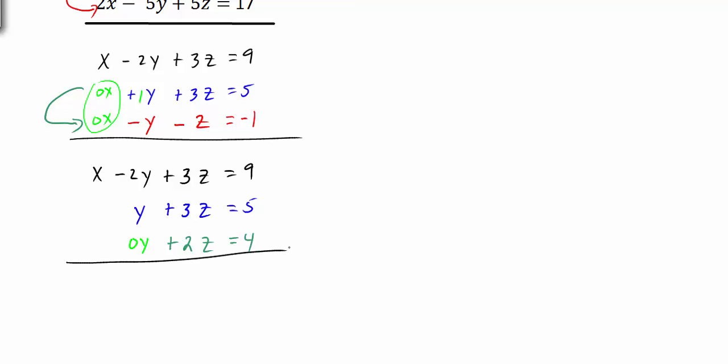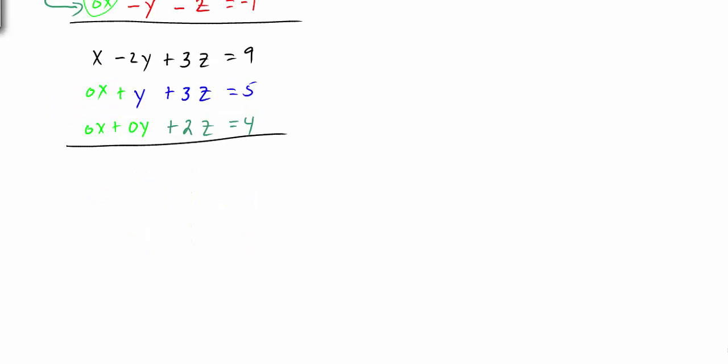So once again, if you kind of see the pattern here, we have all zeros here. There's nothing here for the 0x. And then we have a 0y. All right, so once again, we're going to copy all of this back down. We have x minus 2y plus 3z equals 9. The second equation is already set because it has a positive 1y plus 3z equals 5.